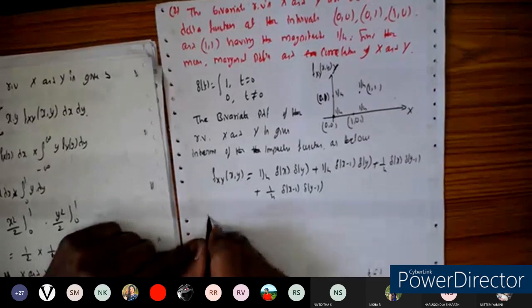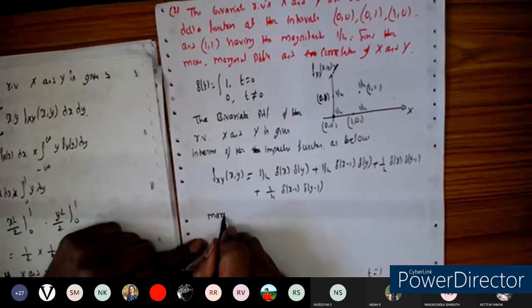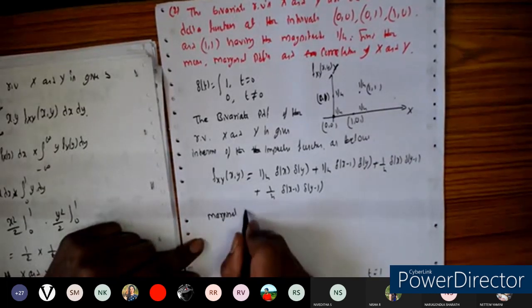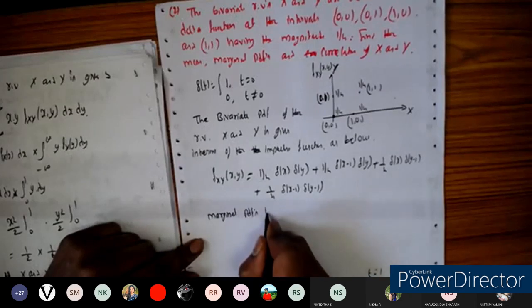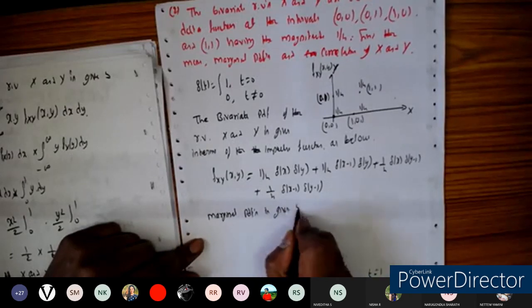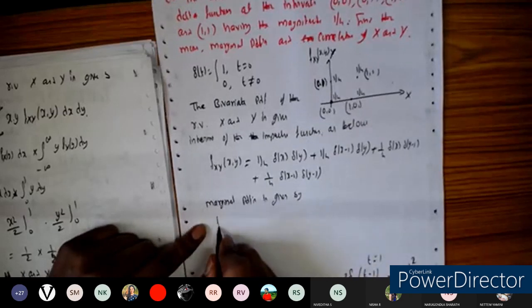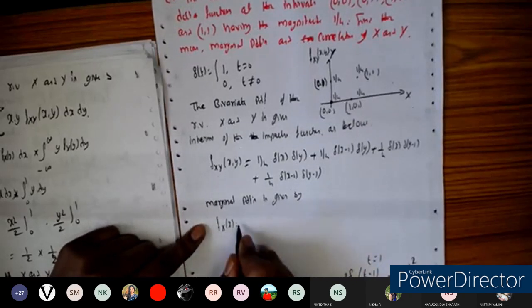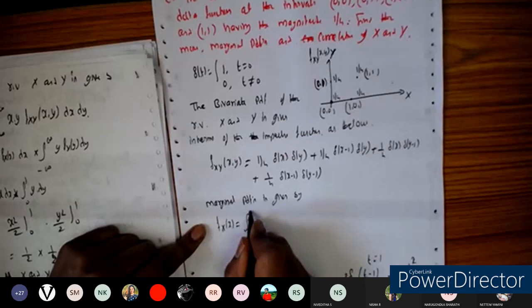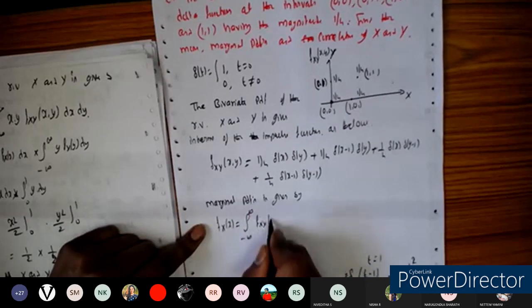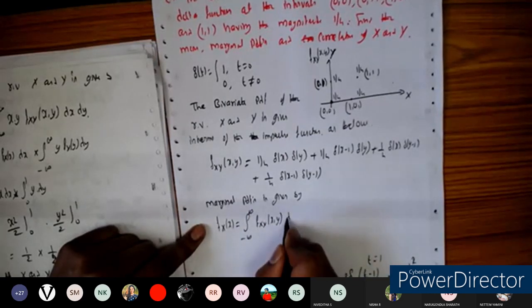So the marginal PDF is given by f_X(x), which we need to find out here. This is obtained by integrating the bivariate PDF f_XY(x, y) with respect to dy.